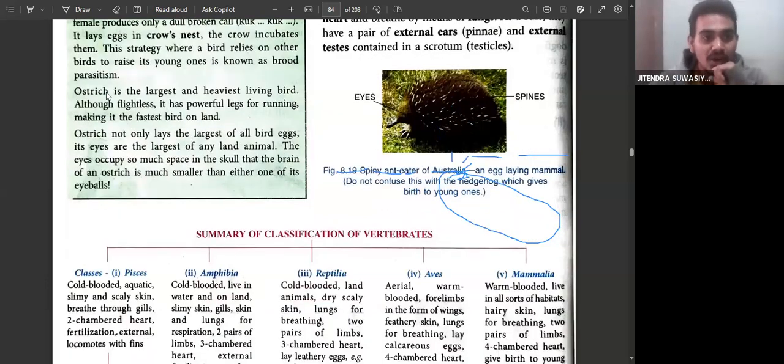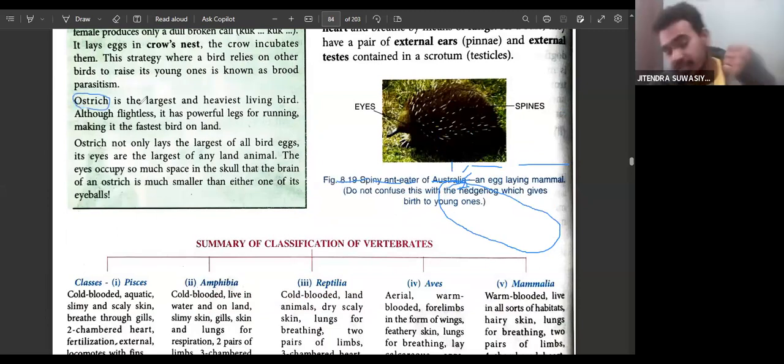After that we have the ostrich. The ostrich is the largest and heaviest living bird. If you visit any zoo, you will get to know how very large the ostrich is. Although they are flightless, they have powerful legs for running, making it the fastest bird on land. In Australia it is common, though we also see it in zoological parks.